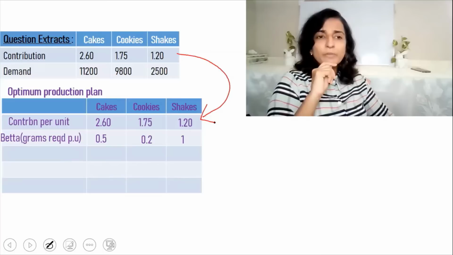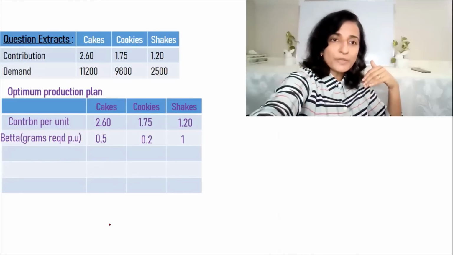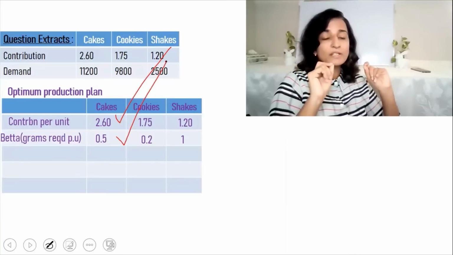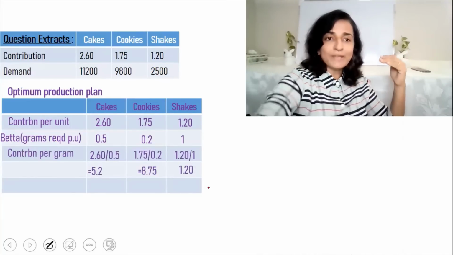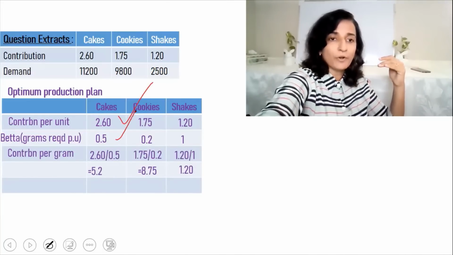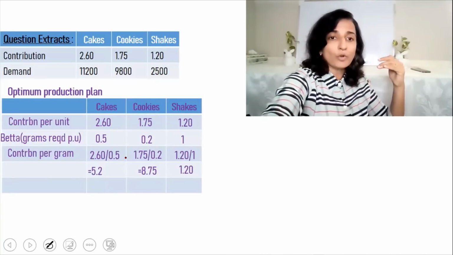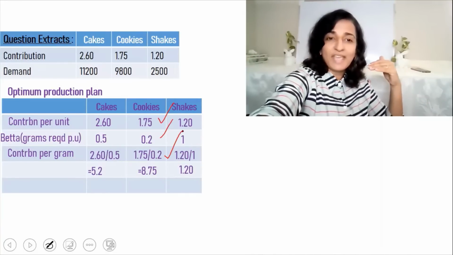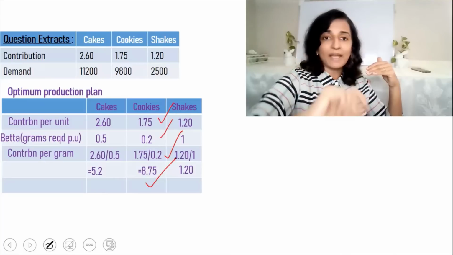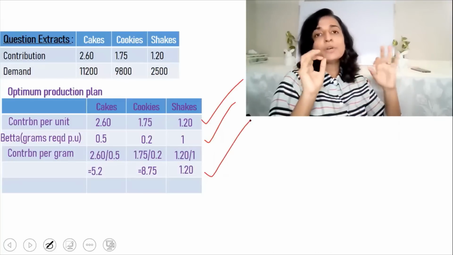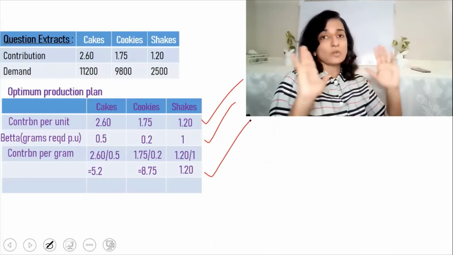How do we find out the contribution per gram? It is contribution per unit divided by the butter in grams that is required. So contribution per gram is 2.6 divided by 0.5 for the cakes, which is $5.2. And for cookies, it is 1.75 divided by 0.2, which is $8.75 per gram. And lastly, for the shakes, it is 1.2 divided by 1, which is again 1.2. So the contribution per gram is also found out.